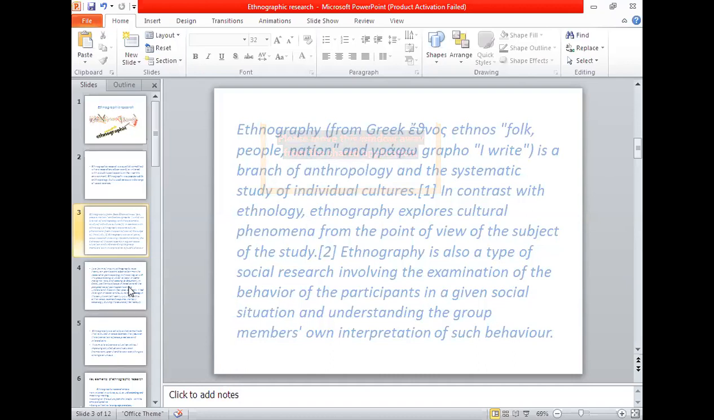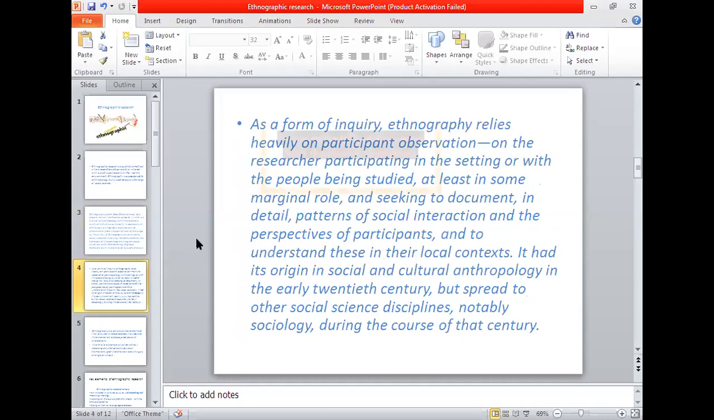What happens now further, if we come further for understanding, as a form of inquiry, ethnography relies heavily on what?